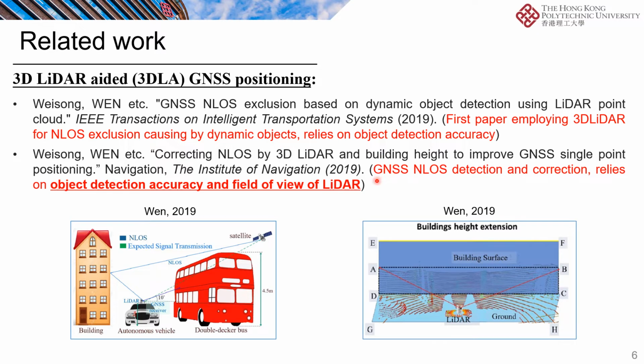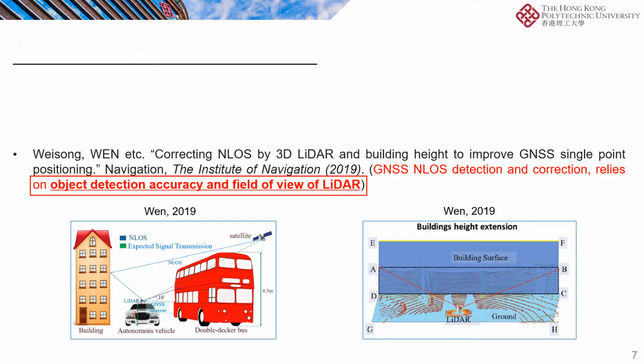In this work, I go one step further by using 3D LiDAR to detect the buildings, and the NLOS can be detected accordingly. However, it also relies on the object detection of the buildings, and the field of view is limited because of the field of view of 3D LiDAR. But how can we relax the two drawbacks?